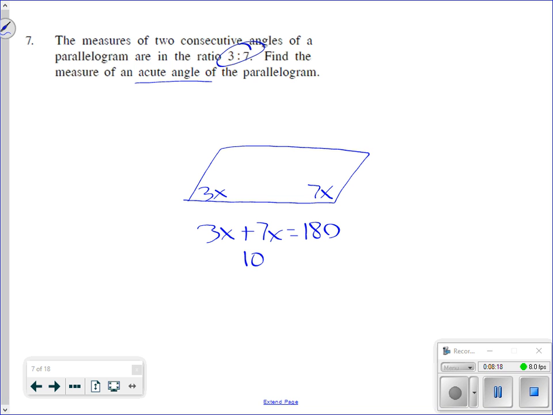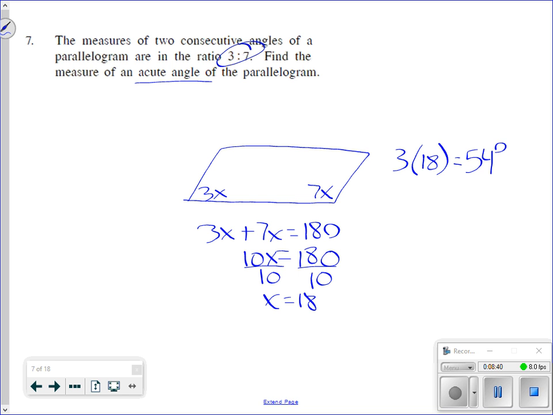So 3x plus 7x equals 180. Adds together to give us 10x. Divide both sides by 10, and x is 18. Now the directions don't ask us to find x, they ask us to find the acute angle. So they want the smaller of the two angles, which will be our 3x, and then 3 times 18 gives us 54 degrees.